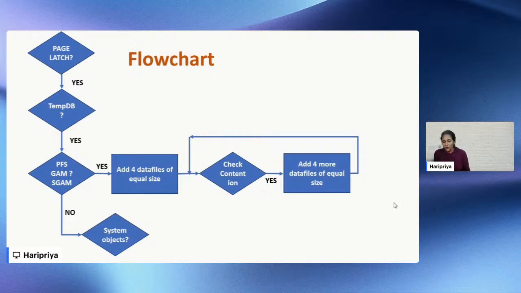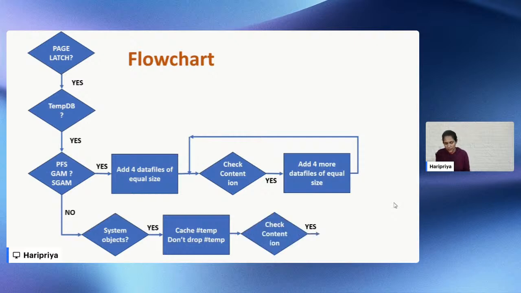Next thing. You don't see page latches on PFS, GAM, SGAM. Instead, you see it on system objects. What do you do? Cache your temporary objects, or do not drop your temporary objects. That will help reduce this metadata contention, which is on the system objects. Now check again for contention, and if you still see it, turn on this in-memory TempDB metadata feature in 22.